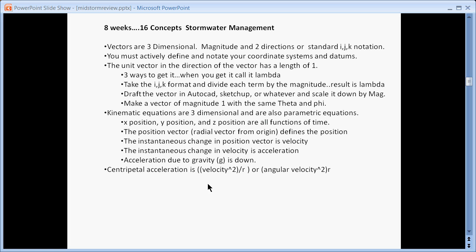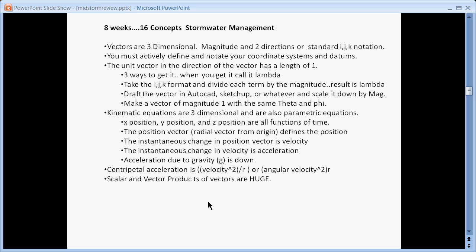Centripetal acceleration is equal to the velocity squared over the radius if something is going around a circle, or the angular velocity squared times the radius. You notice one is division, one is multiplication. You remember we worked out in class that angular velocity is actually the cross product of the radial vector and the velocity vector divided by the magnitude of the radial vector squared.